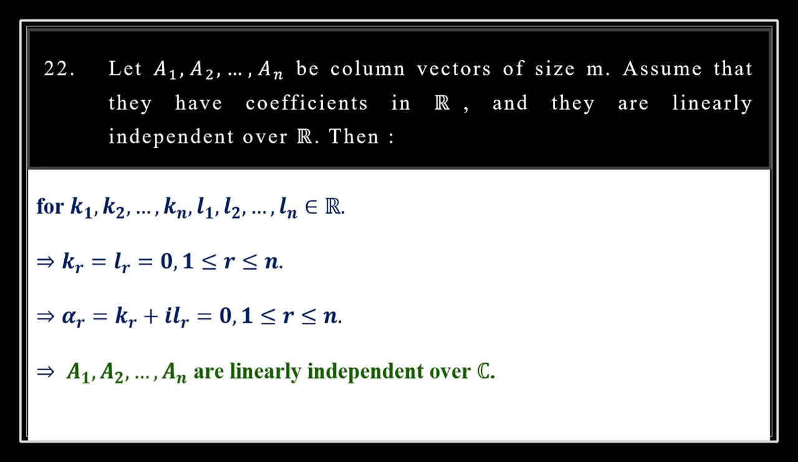This implies that the vectors a1, a2, ..., an are also linearly independent over the set of complex numbers C, and hence the correct option is A.